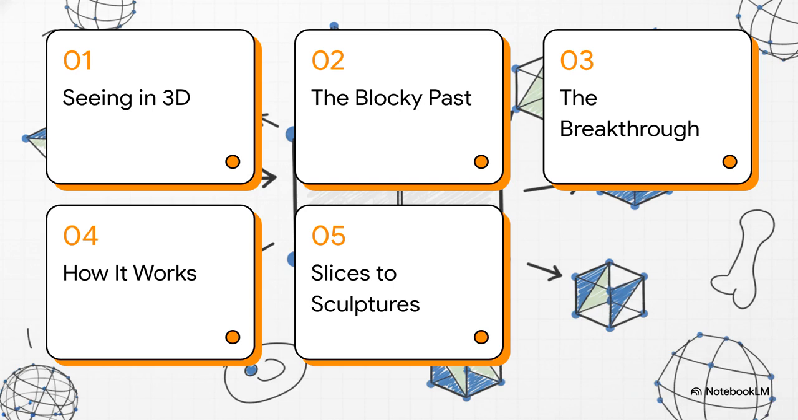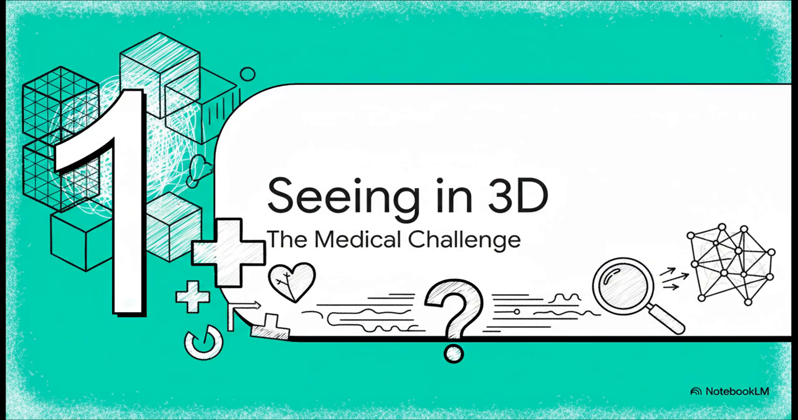All right, so here's the plan. First, we're going to really get a feel for the problem doctors were up against. Then we'll take a quick look at the kind of clunky solutions they had before this big breakthrough. After that, we'll unpack the sheer genius of the marching cubes algorithm itself. And finally, we'll see the absolutely stunning results and talk about its incredible, lasting legacy. So, let's set the scene.